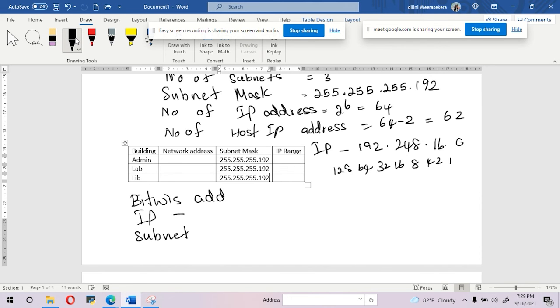First is 192. 192 means 1, 1, and then zeros across the 8 bits. Here in the subnet mask we have 255, and 255 means all ones. Okay, dot. Second is 248. When you use 248, you are getting up to this. When you add 128, 64, 32, 16 and 8 together, you are getting 248.